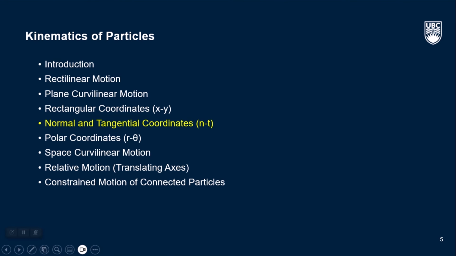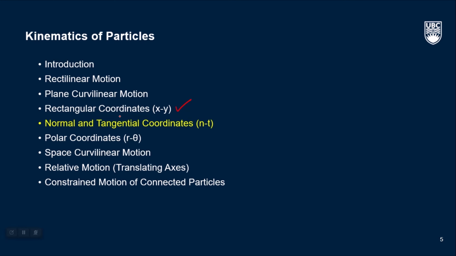So in the last session we discussed how we can describe plane curvilinear motion using the rectangular coordinate system, the XY system, right? We saw that we can consider a curvilinear motion, when described in rectangular coordinates, as a sum of two simultaneous rectilinear motions in the x and y directions respectively.